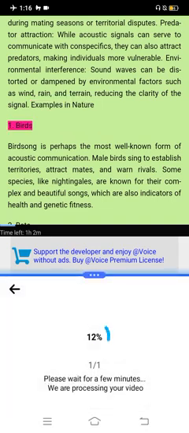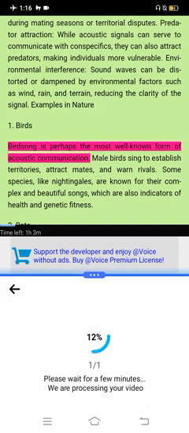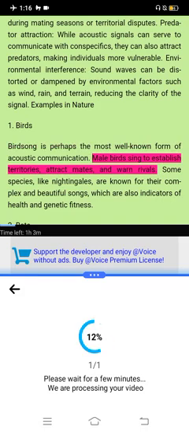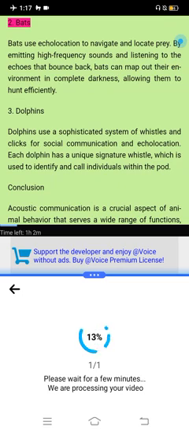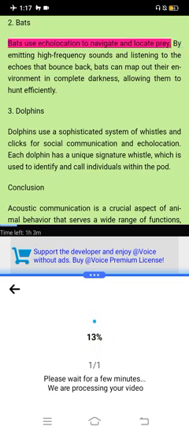Examples in nature. 1. Birds. Birdsong is perhaps the most well-known form of acoustic communication. Male birds sing to establish territories, attract mates, and warn rivals. Some species, like nightingales, are known for their complex and beautiful songs, which are also indicators of health and genetic fitness. 2. Bats. Bats use echolocation to navigate and locate prey.